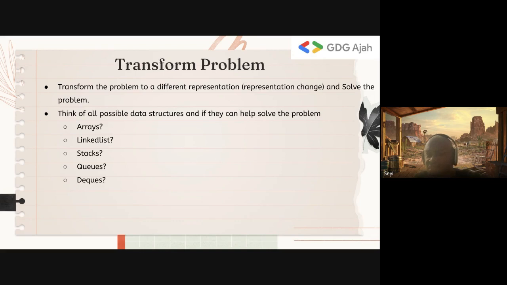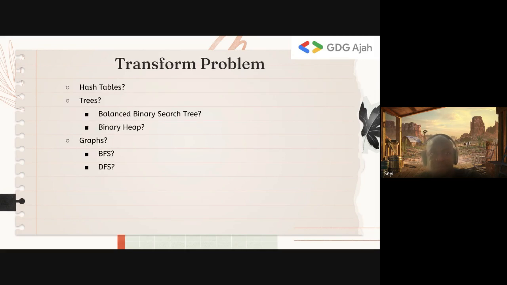But can we use stacks? Is there any way we can put the elements in a stack and get it sorted? Is there any way we can put the elements in a queue? These are the questions you ask yourself when you're trying to transform the problem. Can you use hash tables to transform the problem? Can you dump the elements in a hash table? Does it make your life easier?